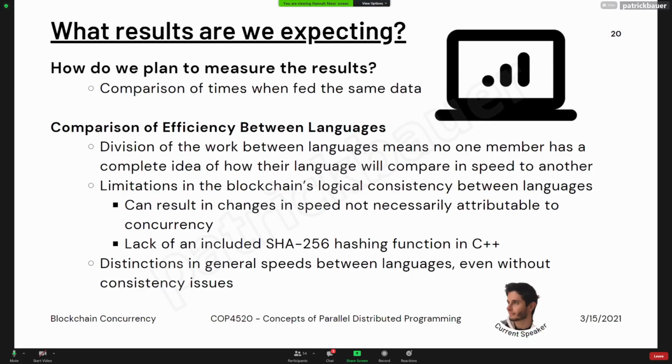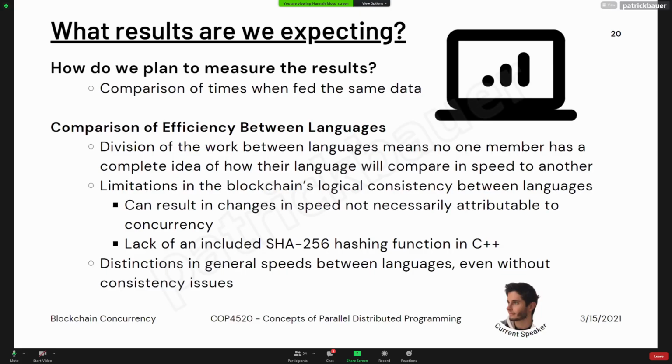The division of the work between the languages means that none of us really had a complete idea of how the languages will compare to each other for the blockchain implementations. So we are excited to see how they compare.